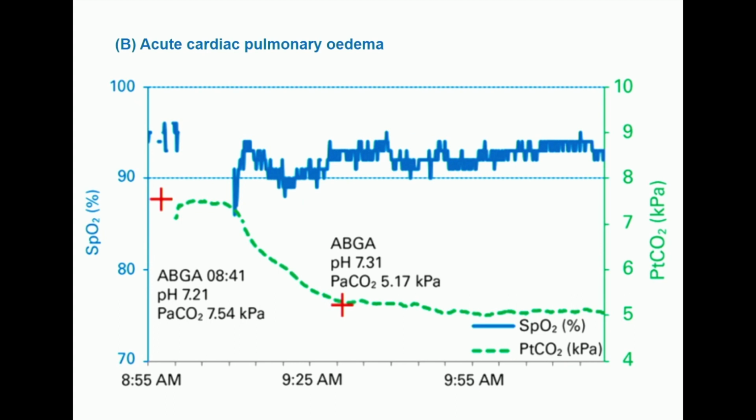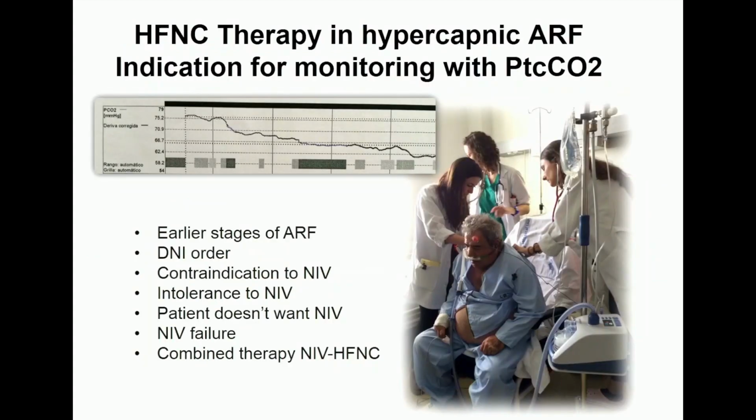This is another picture. You can see a patient with acute cardiogenic pulmonary edema, and once again we can see a good correlation between the arterial PCO2 and the transcutaneous CO2, and once again we can see the trends of CO2, and we can relax seeing that the patient is going well from a clinical point of view, and moreover we can see this kind of trend in the monitor.